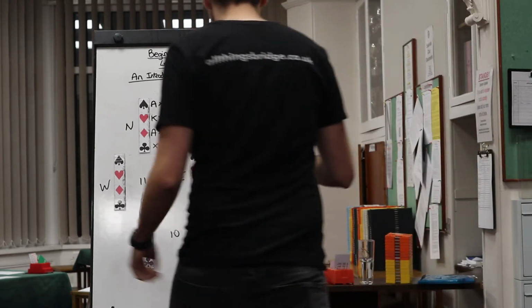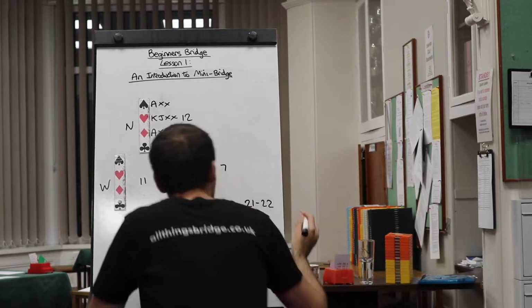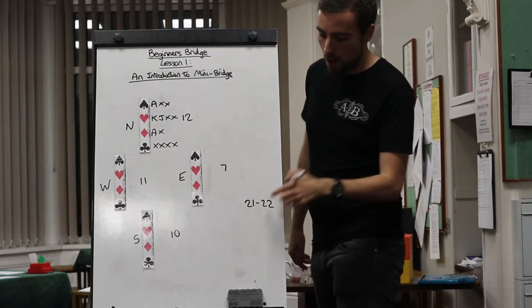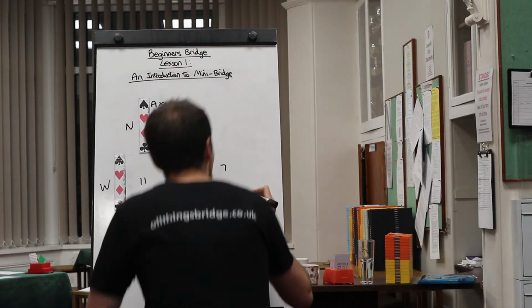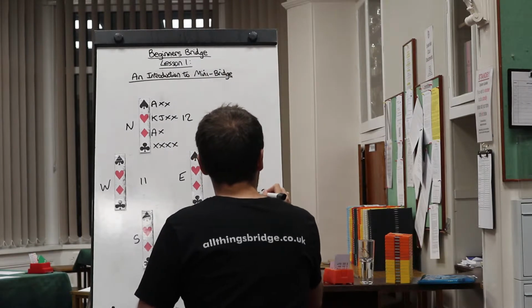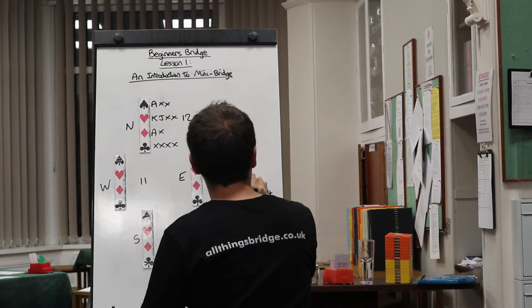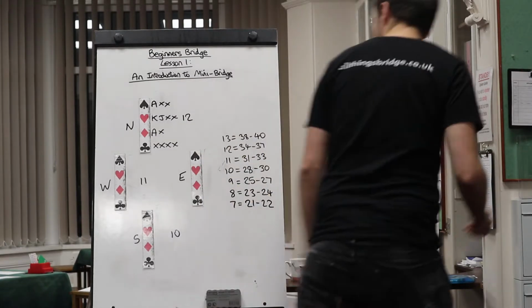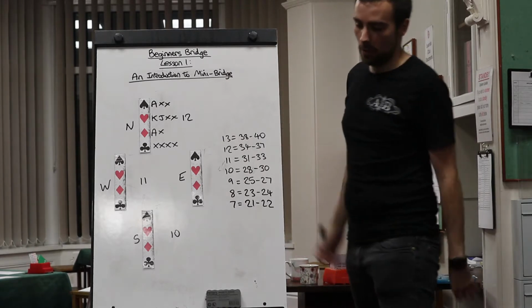So the first bracket of points is 21 to 22. You'll notice I've started just above halfway. I'll explain why you won't have less than 20 in a minute. Next bracket is 23 to 24. Sorry, I should say that 21 to 22 equals 7 tricks, and 23 to 24 equals 8 tricks. Next bracket is 25 to 27. So I'll write this out much bigger after I've done all my talking stuff.